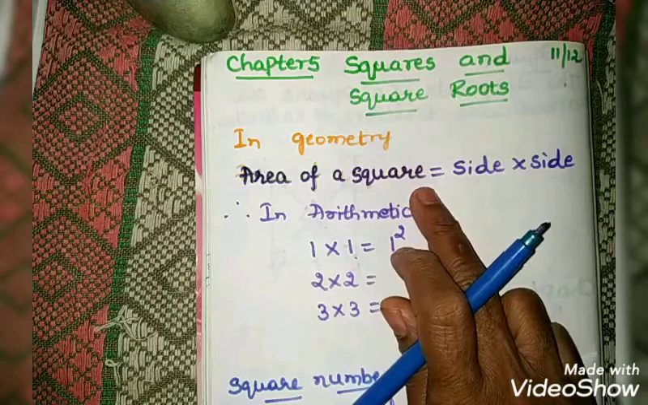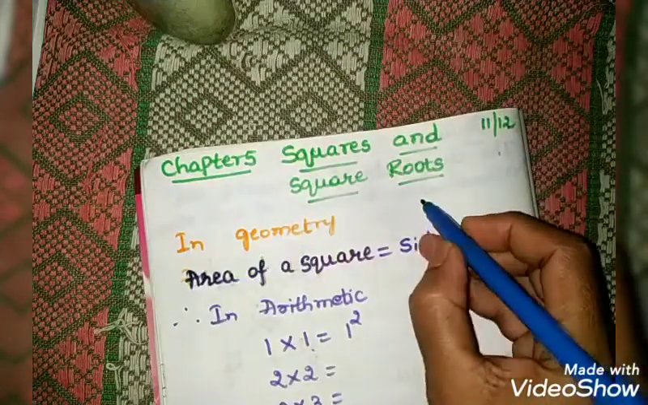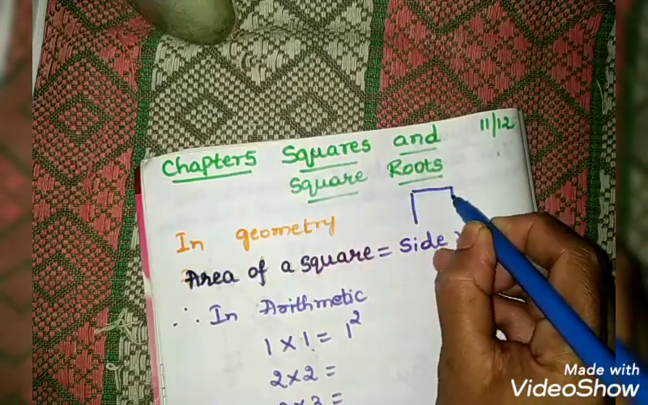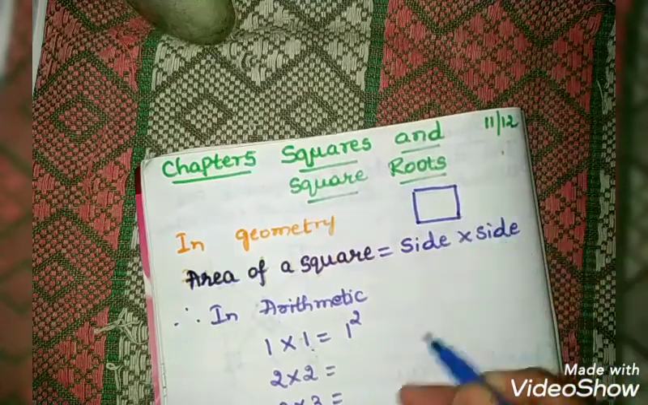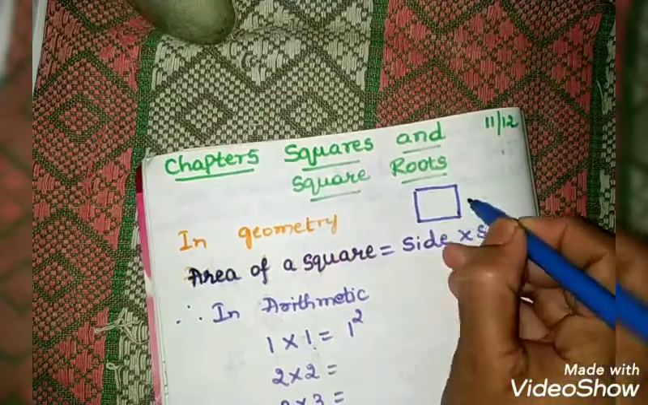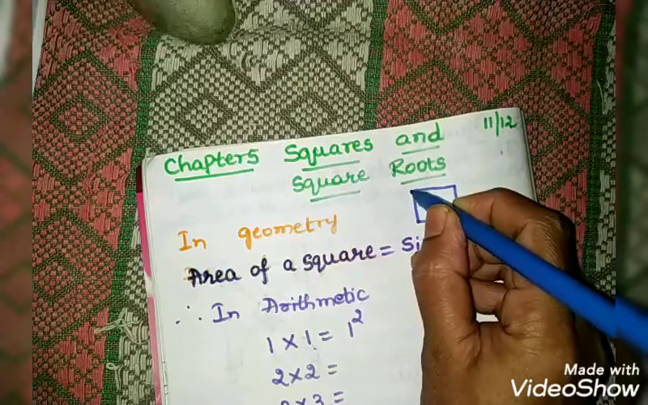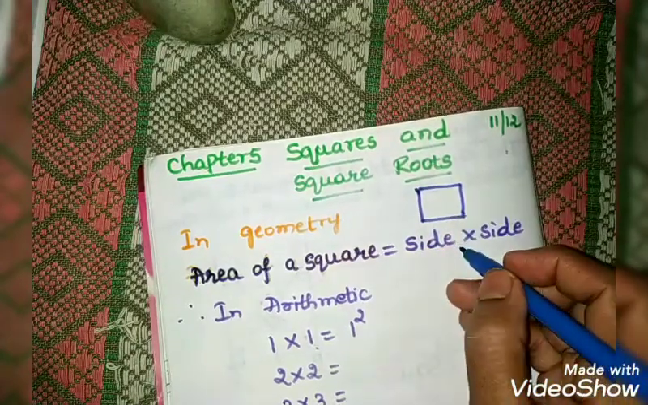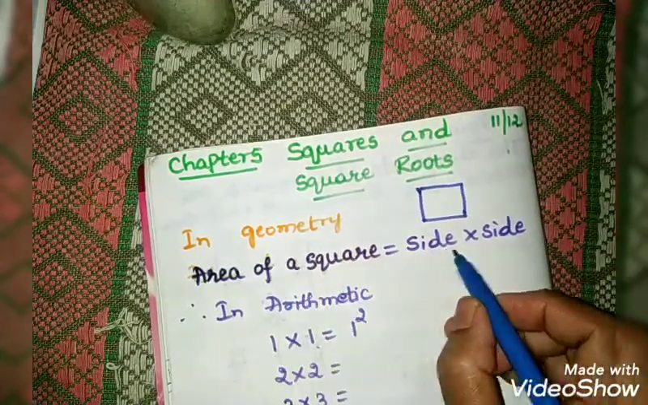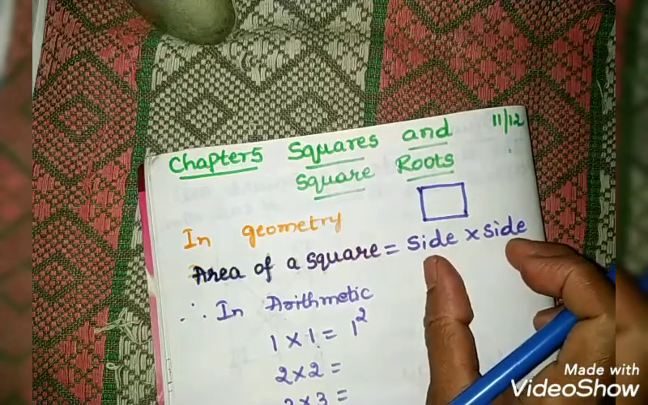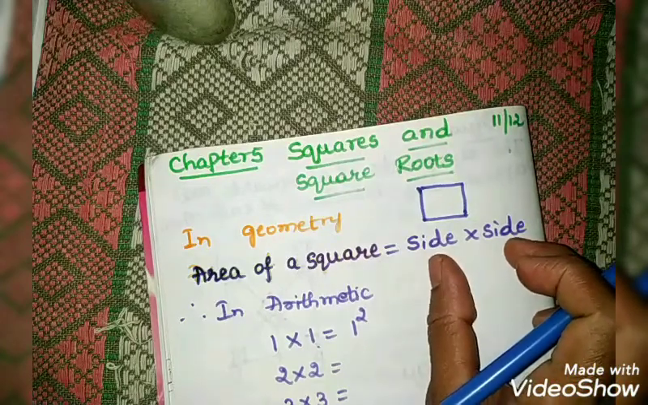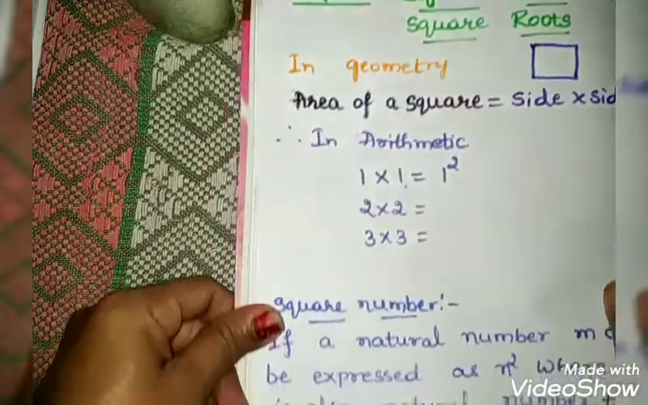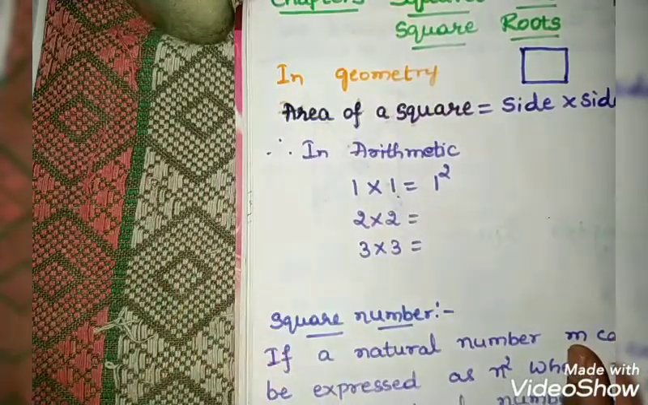That gives the area of a square. In a square, that is a figure in geometry, all the sides are equal, all the angles are equal. That figure is known as a square. Its area is given by side into side. Same, the lengths are multiplied 2 times. In the same way, in arithmetic, what about this?